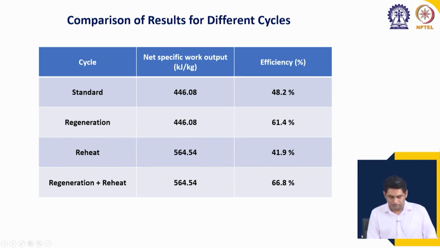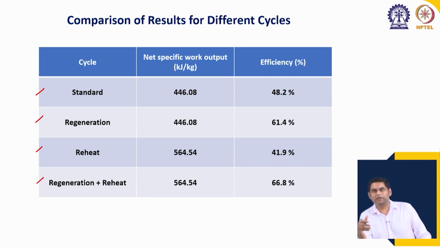So now if we compare the numerical values for all four cases, the standard cycle, the regeneration cycle, the reheat cycle and the regeneration plus reheat cycle, the values which are obtained based on our problem. The design parameters were R equal to 10 and the turbine inlet temperature was equal to 1500 Kelvin, with ambient temperature 300 Kelvin. So the temperature ratio was 5.